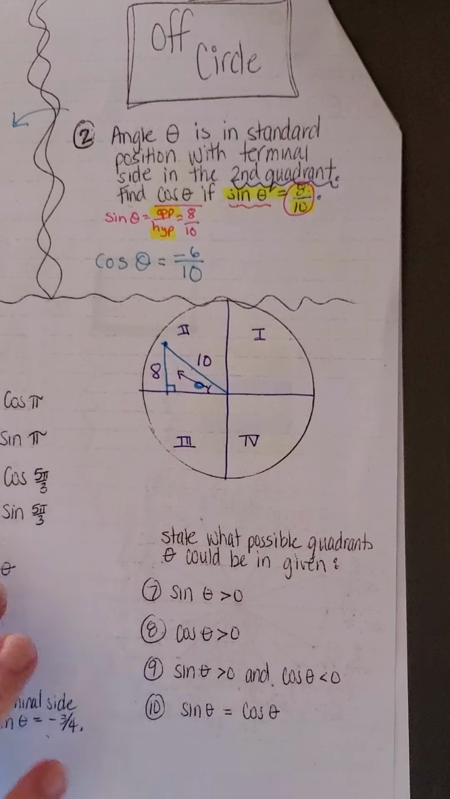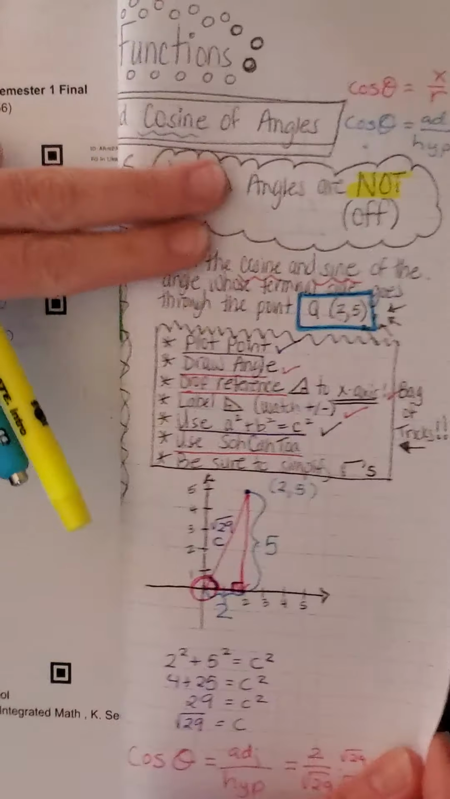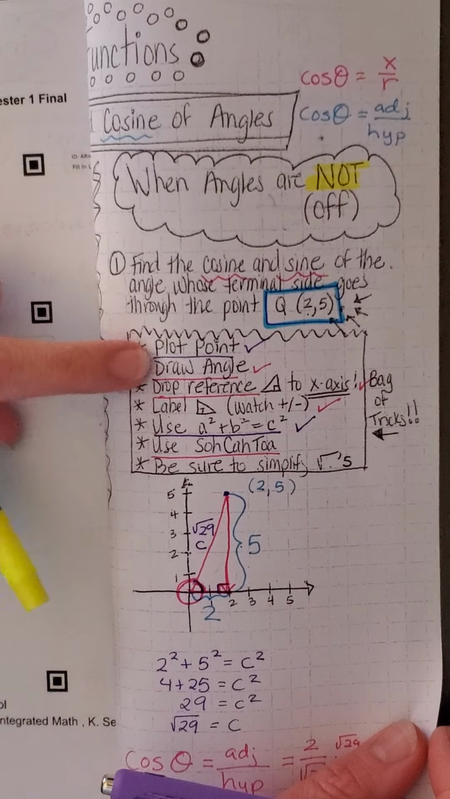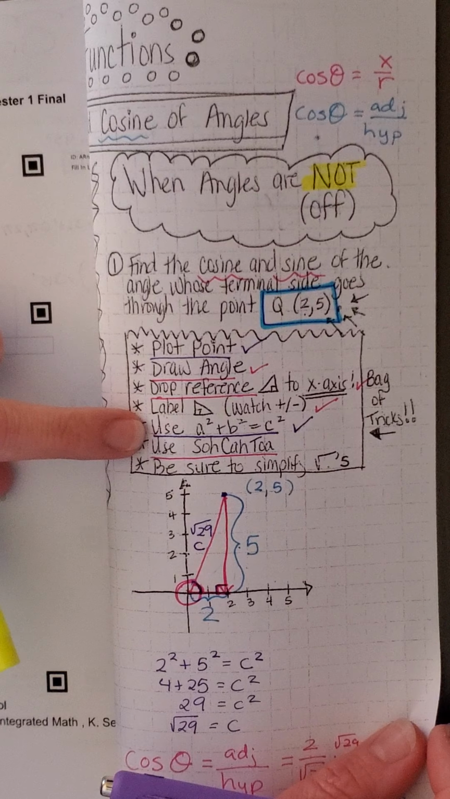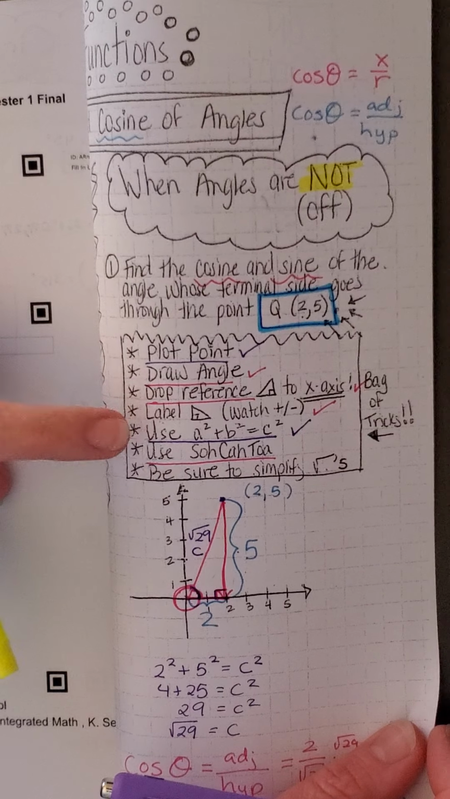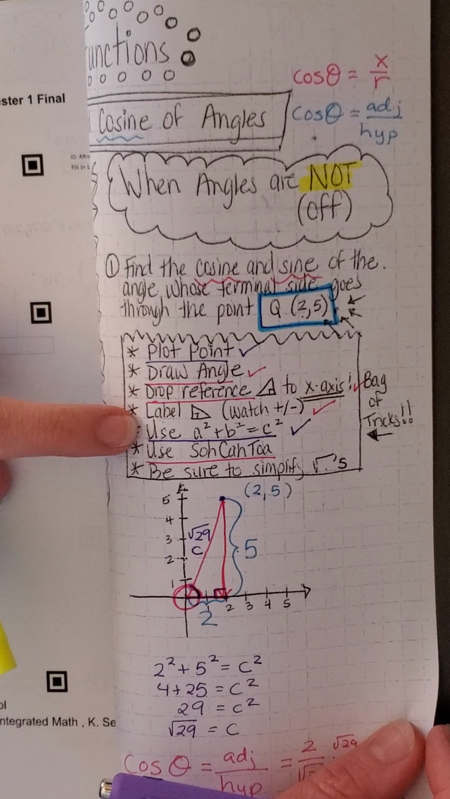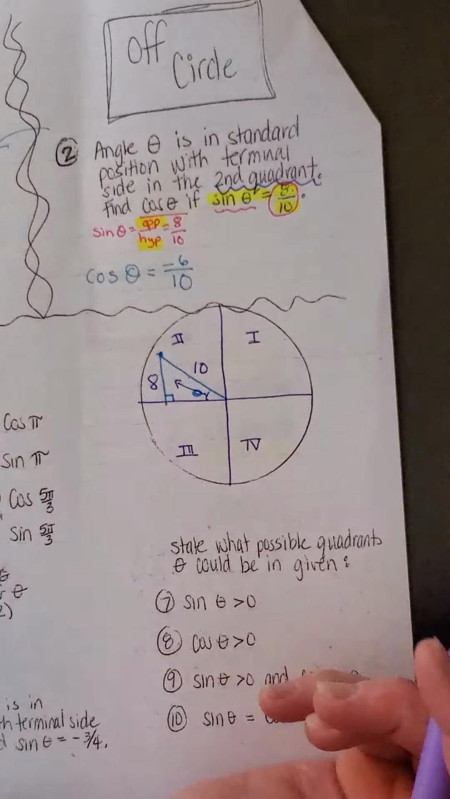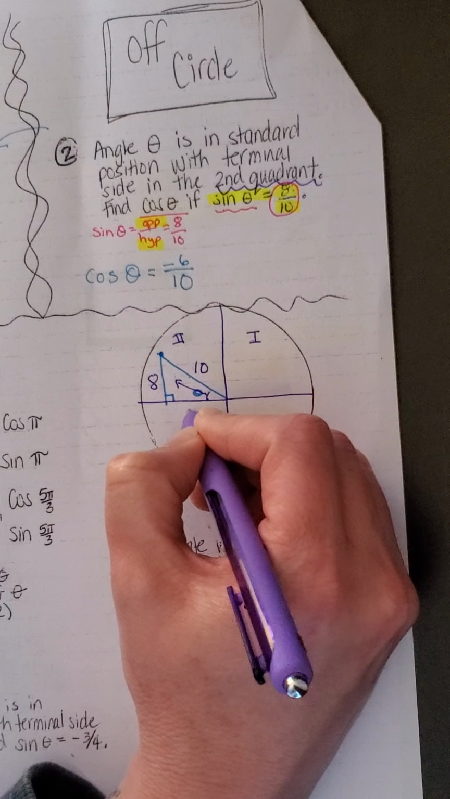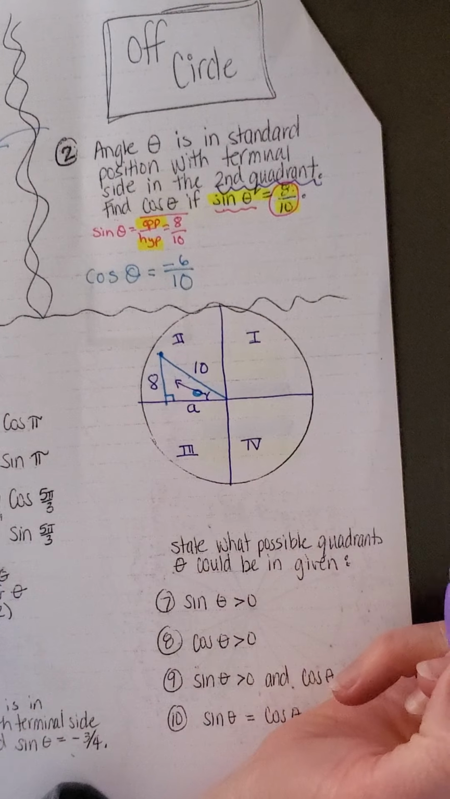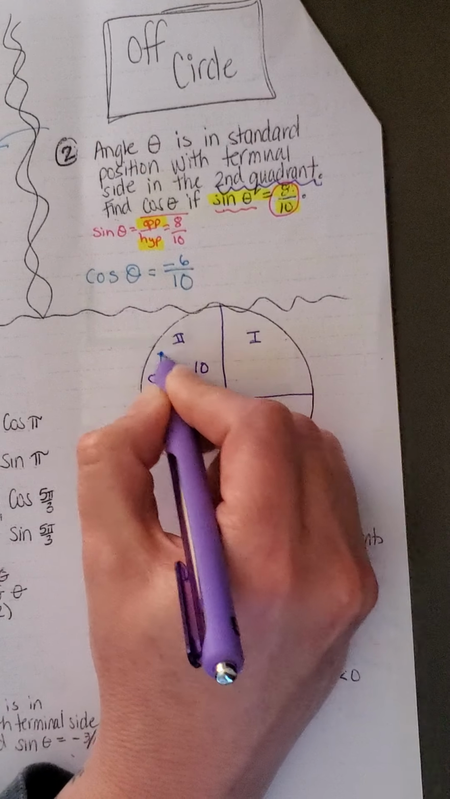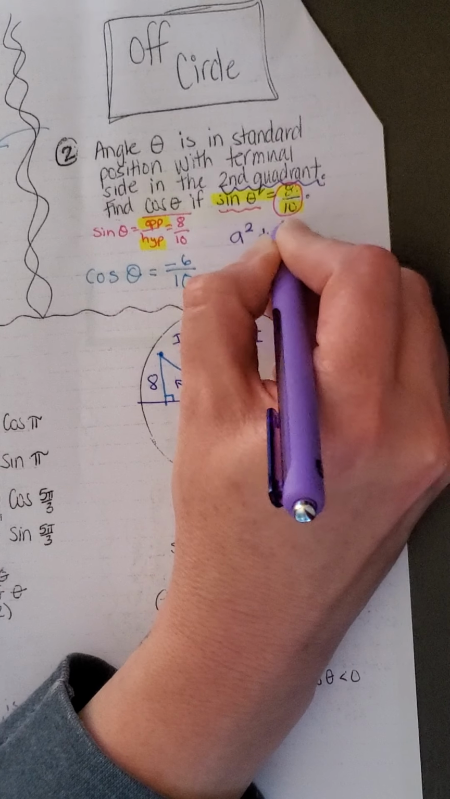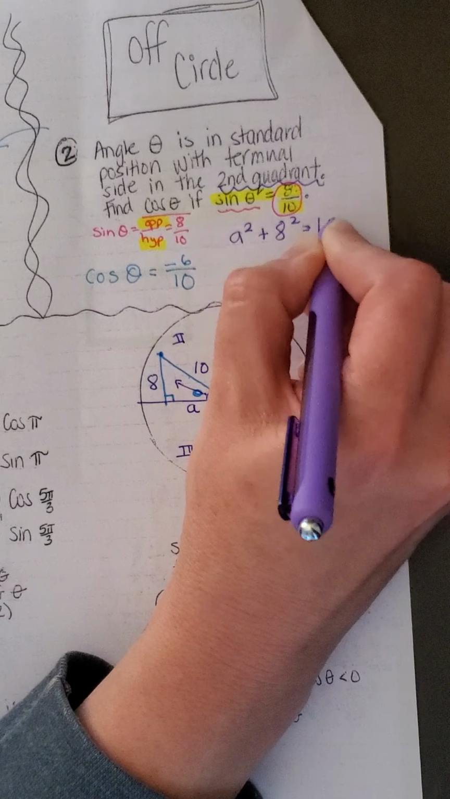All right, so we have that bag of tricks right here, but we're not always going to do these in the exact same order. So in this case, we're actually going to need to find the missing side of the triangle first. So we're going to use the Pythagorean theorem. I'm going to use a squared plus b squared equals c squared. So this is either a or b, it doesn't matter. I'm going to call it a. C is always the hypotenuse. So a squared plus b squared equals c squared.